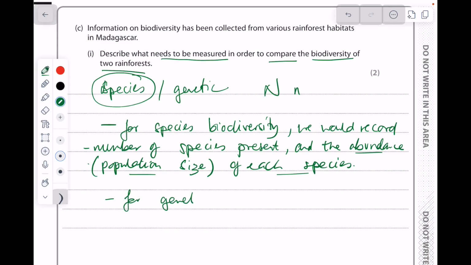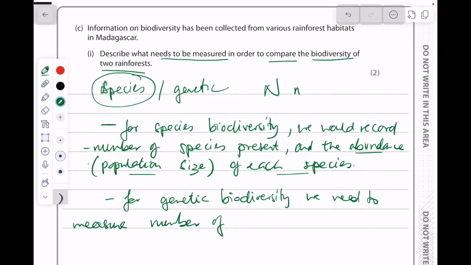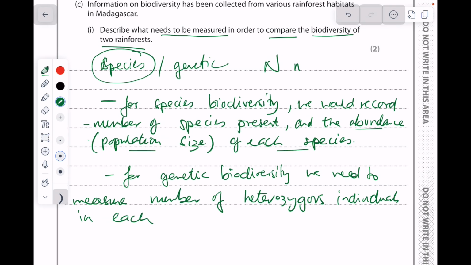For genetic biodiversity, right, we need to measure the number of heterozygous individuals in each population, okay, or measure genetic variation, basically. All right, okay, I think I'm happy with that.